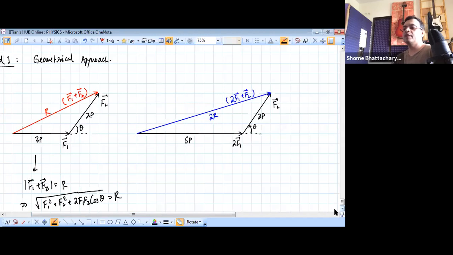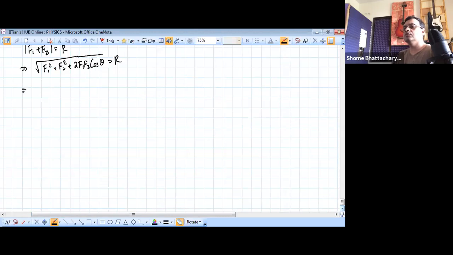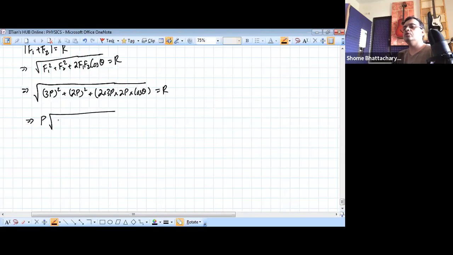So now substitute f1 and f2's magnitude here. So this will become 9p square plus 4p square plus 12p square cos theta should be equal to r. Now take p common. So we have 9 plus 4, that is 13, plus 12 cos theta is equal to r. Or we can just square both sides, or just leave it this way, it's fine. So this is equation 1.